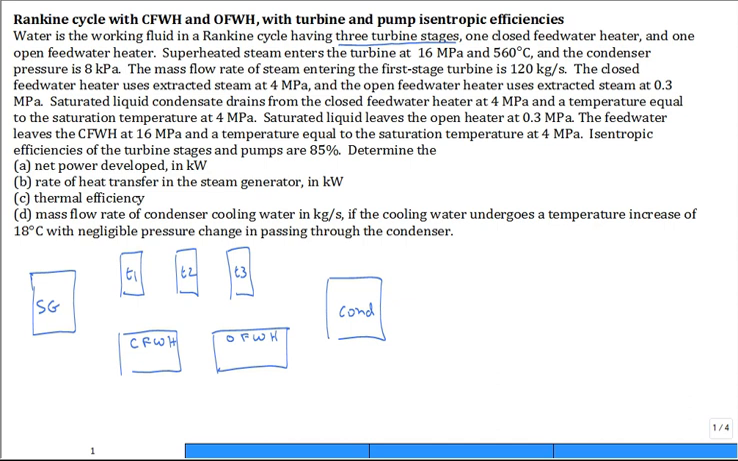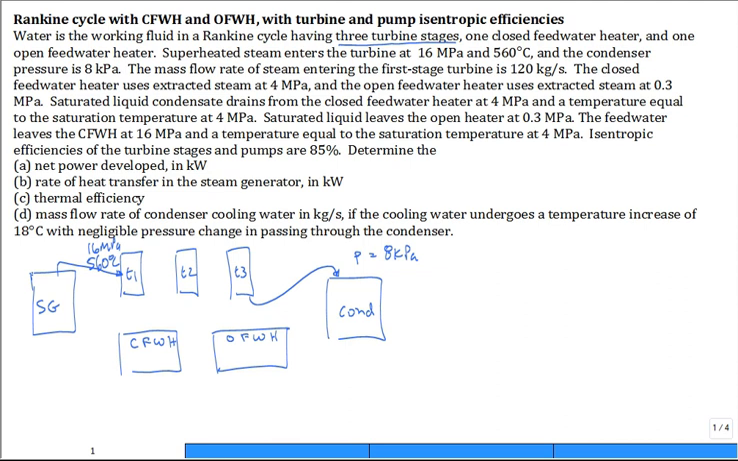So it says superheated steam enters the turbine. And so we're going to come in to the turbine right here, and that'll be state 1. It'll be 16 megapascal and 560 degrees C. So very high pressure, high temperature steam. And the condenser pressure, way over here after the 3rd turbine stage, is going to be 8 kilopascal. The mass flow rate of steam entering the 1st turbine stage is 120 kilograms per second.